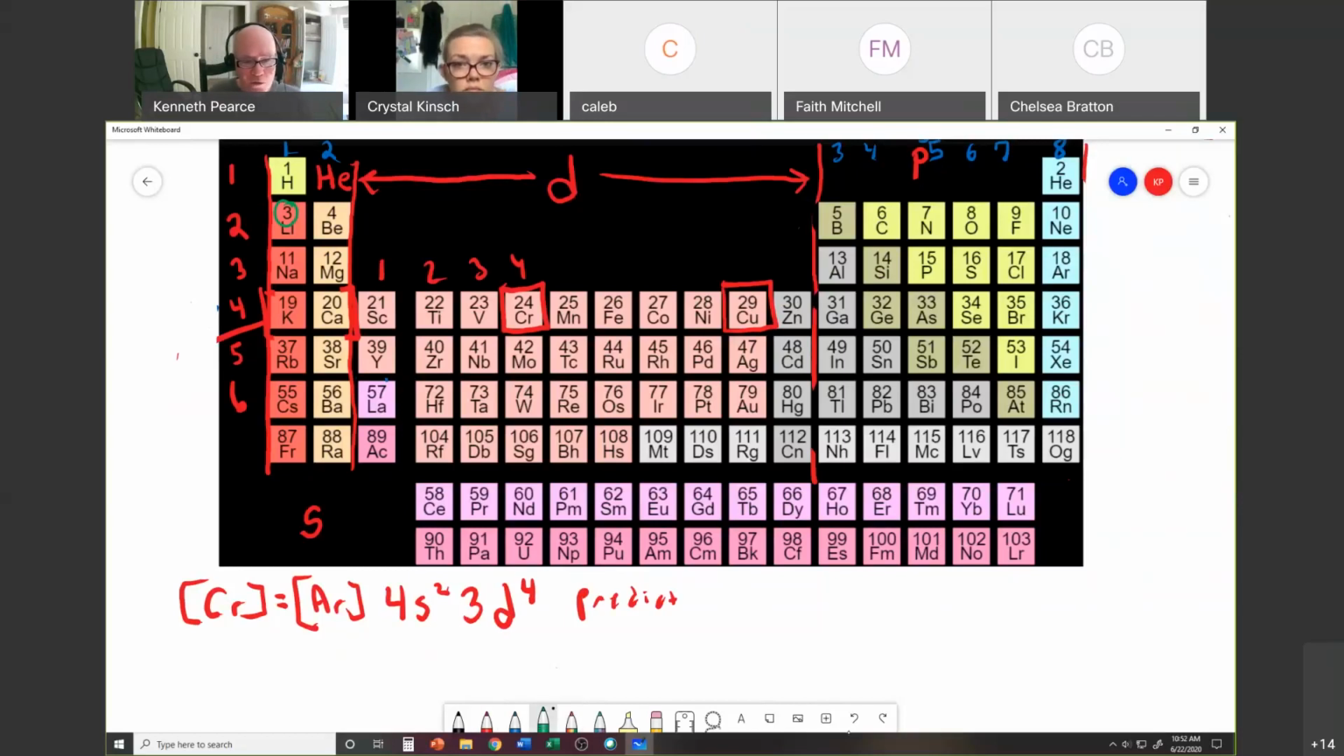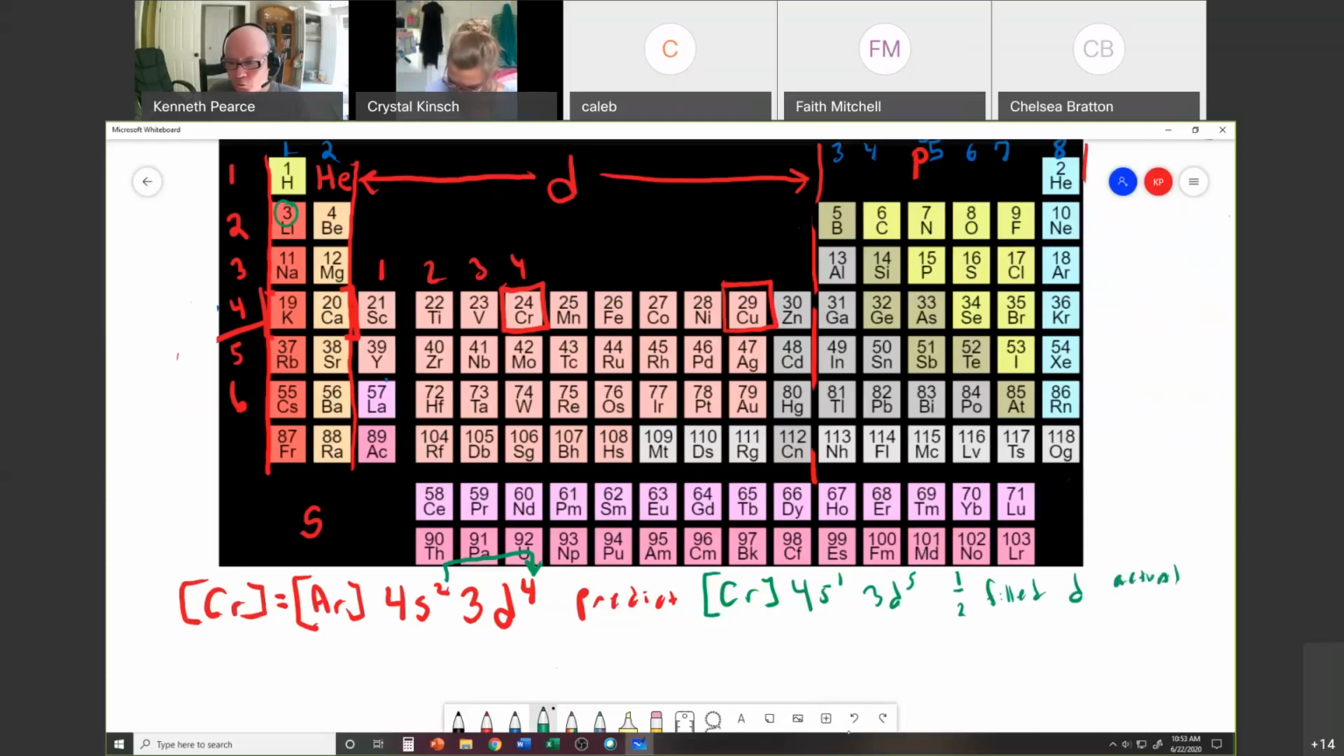We saw that the S would promote over to the D, and the actual would end up being, the 4S would end up being promoted, one of them. So now we have 4s1, and now we have 3d5, which is a half-filled D. Okay, just like the box configuration. So this would be the actual.